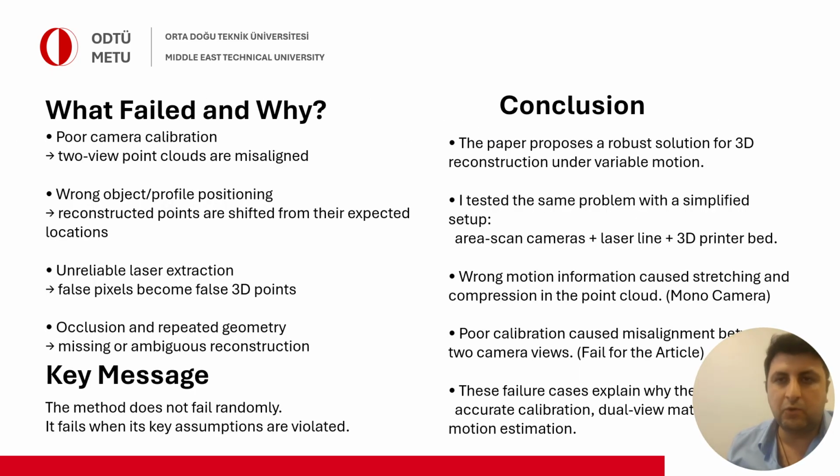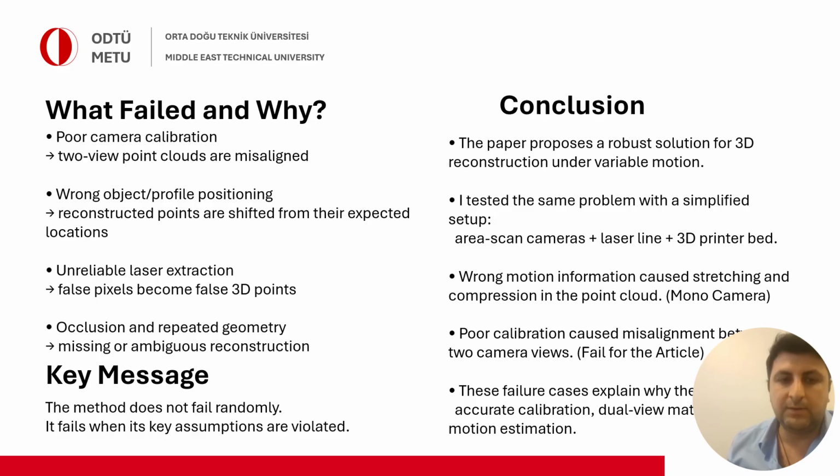To summarize, I observed four main failure sources. First, poor camera calibration causes the two viewpoint clouds to be misaligned. Second, wrong object or profile positioning shifts reconstructed points away from their expected locations. Third, unreliable laser extraction converts false image pixels into false 3D points. Fourth, occlusion and repeated geometry cause missing or ambiguous reconstruction. The key message is that the method does not fail randomly. It fails when its key assumptions are violated.